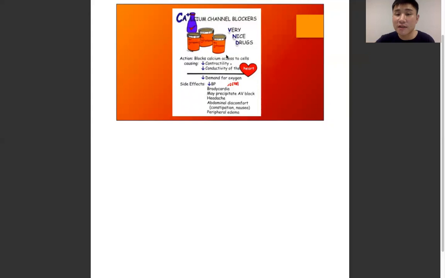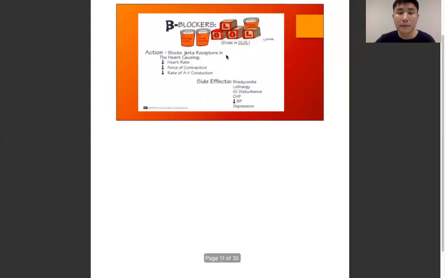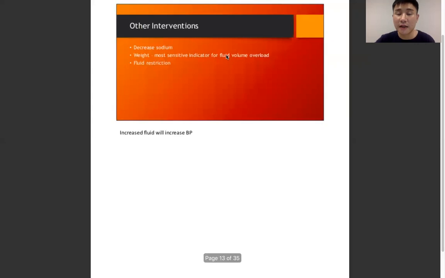All right, so this is just a picture for you guys to look at for the medication later. Another intervention that we can do for hypertension is decrease sodium. Weight is the most sensitive indicator of fluid volume overload. That means if the patient has a lot of fluid in the body, we give them diuretic, they pee out a lot of fluid, and then we weigh them again, and their weight is lower, like 2 or 3 pounds over 2 or 3 days, and that's good. That means we are evaluating the medication effectiveness and the medication works.